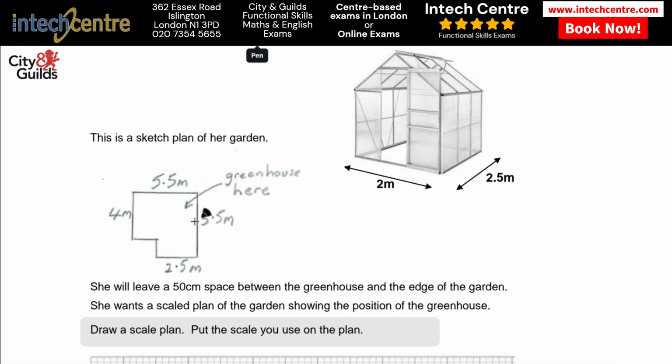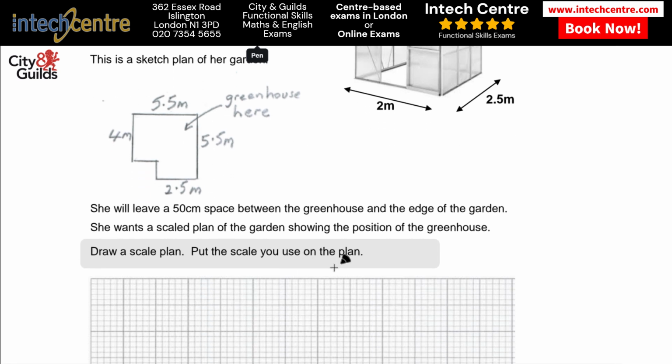So it will start from, let's say, here. There's like a little rectangle. So she wants a scaled plan of the garden showing the position of the greenhouse. Draw this scaled plan and put your scale on the plan.